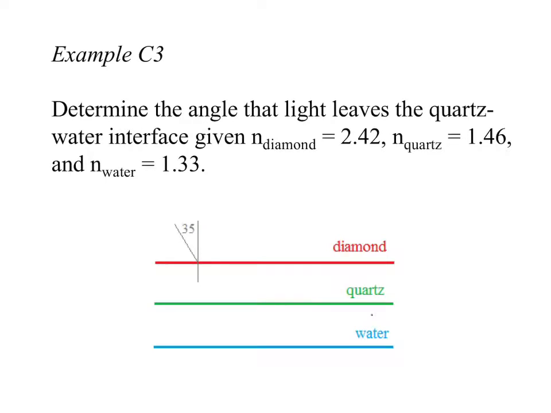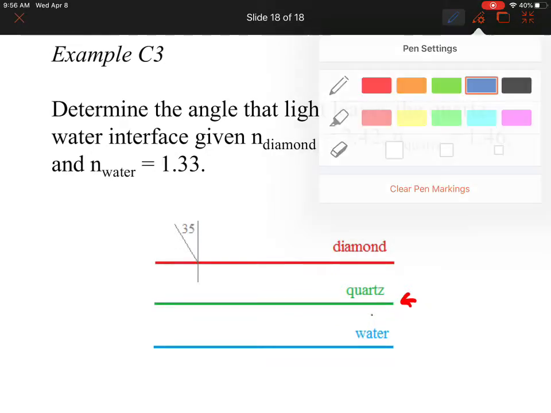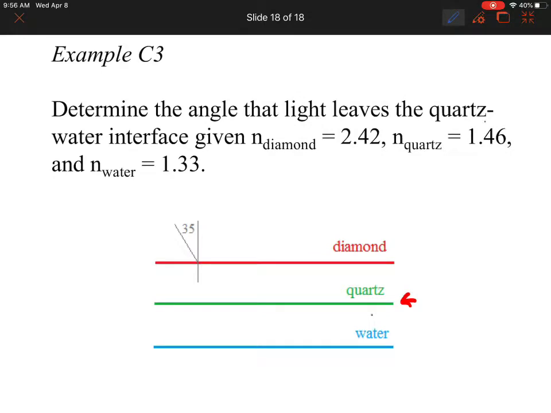Let's do one more example where we might have a critical angle. Here I have three interfaces. I want to determine the angle that light leaves the quartz-water interface. That's this interface right here, quartz and water. So I want to know the angle it's leaving that quartz-water interface. And we have all the indices of refraction that we need for diamond, quartz, and water.